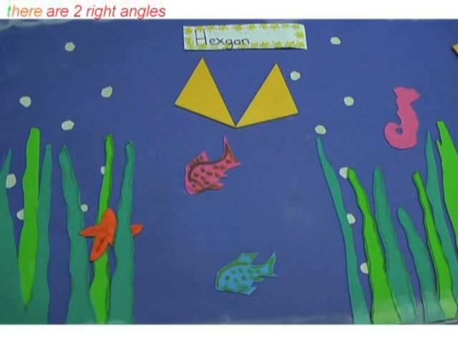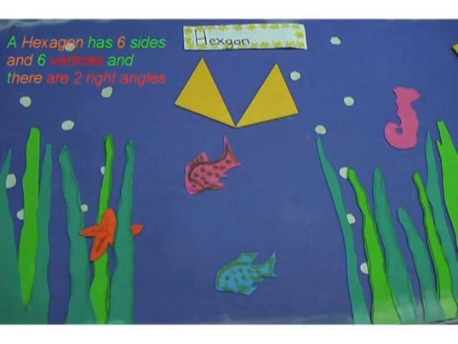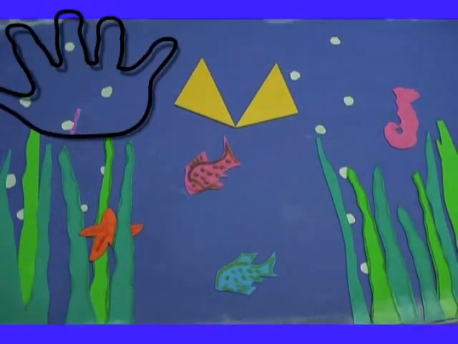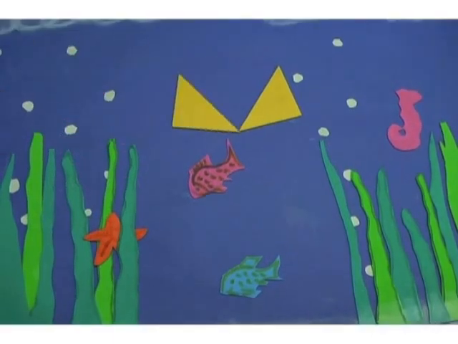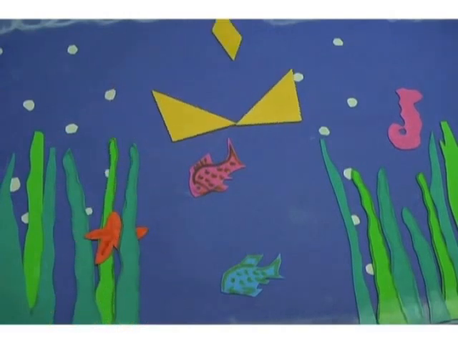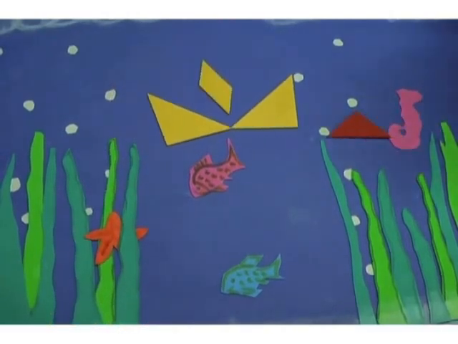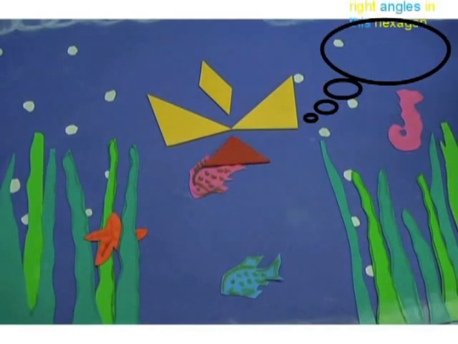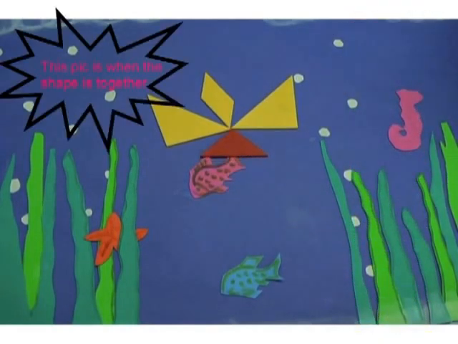A hexagon has six sides and six vertices, and there are two right angles. There are two right angles in this hexagon. This picture is when the shape is together.